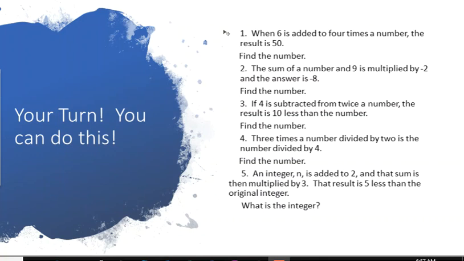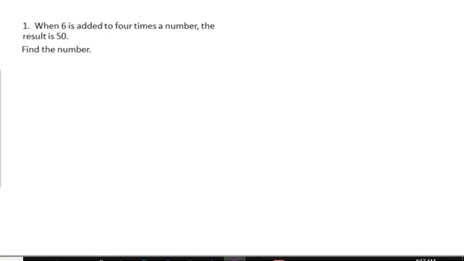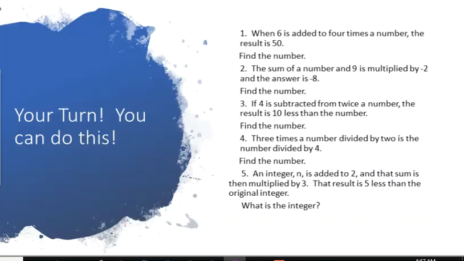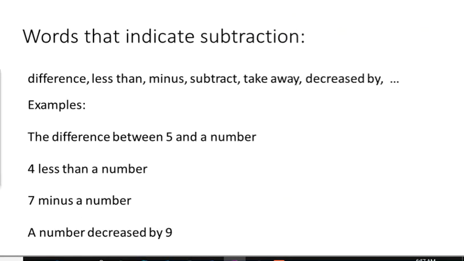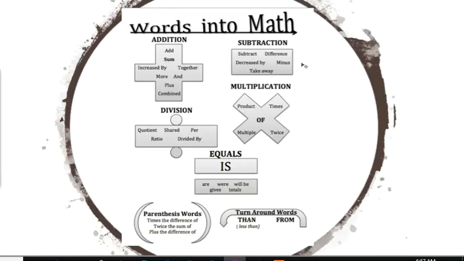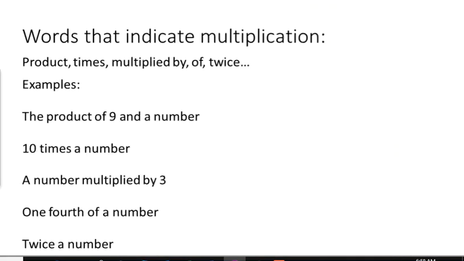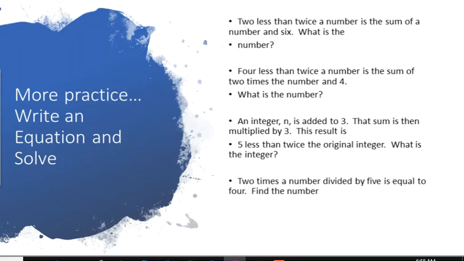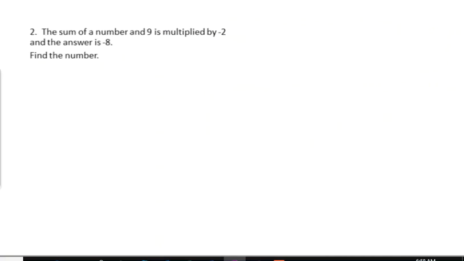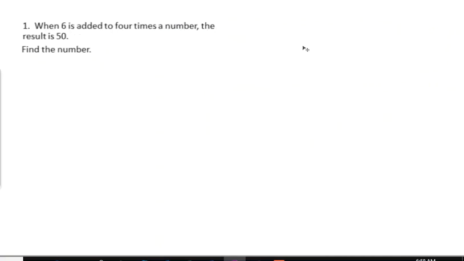So for the first one, it says when 6 is added to 4 times a number, the result is 50. Find the number. Okay, remember you can always go back to that chart that I gave you in the video notes. I'm going to scroll back to it here. You can always go back to this chart to help you figure out what words mean what operation. Okay, there we go. When 6 is added to 4 times a number, the result is 50.